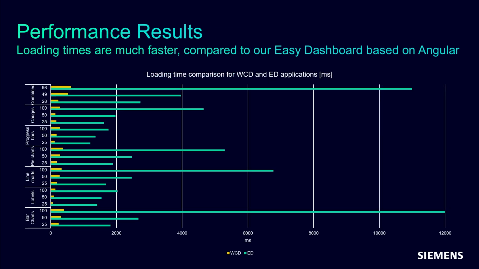Let's have a look at the performance results of the new dashboard. You can now pause the video if you want. I will just explain shortly what you see here. We have a comparison between the web component dashboard, so the WCD, here in the yellow color, and the easy dashboard in the green color. And what you see here is the loading times in milliseconds per widget. And you immediately will see the yellow one, the web component dashboard, the new dashboard, is much faster compared to our easy dashboard. If you want to have a closer look, just pause the video.